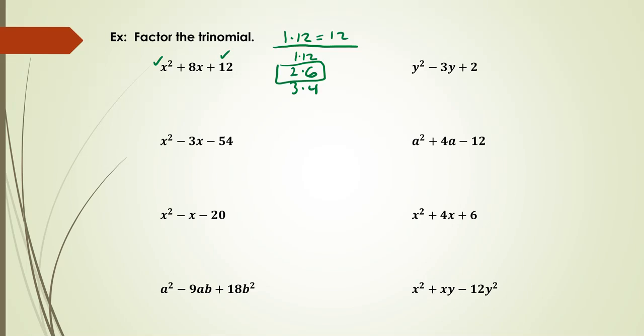So for the factorization of this, I am going to write two binomials. For x squared, I'm going to say x times x, and then I'm going to use my factor pair, positive 2 and positive 6, and it's actually been factored.